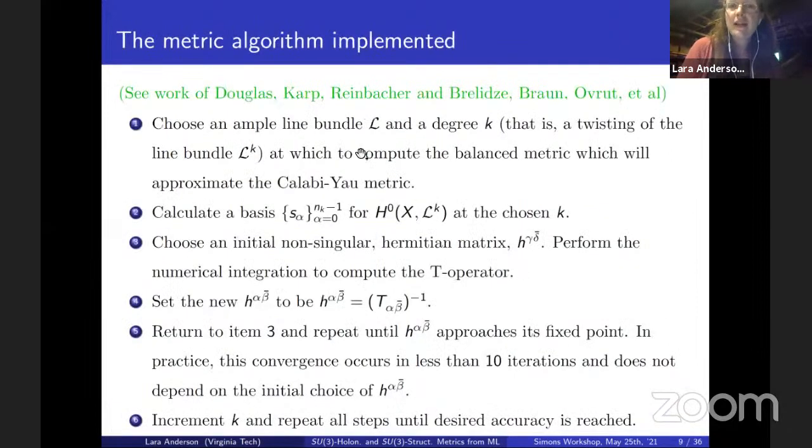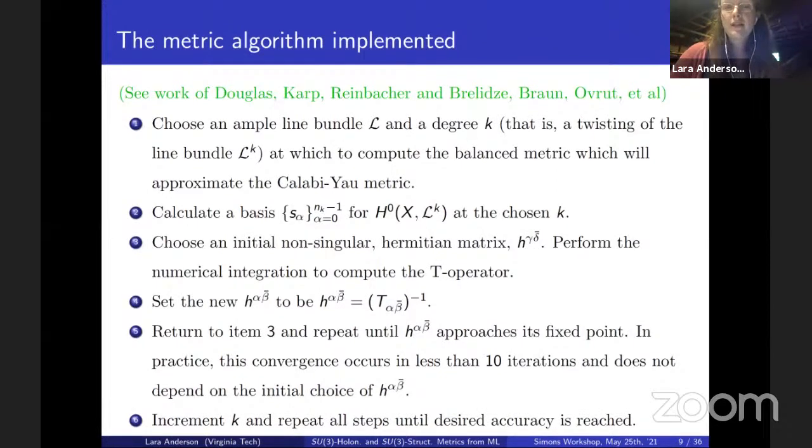Here is the basic set of steps in what I will refer to as the Donaldson algorithm that could be implemented numerically. And indeed, this was done by Mike and collaborators and also by work of Brown, Urwit, and collaborators about a decade ago. The idea is, beginning with a Calabi-Yau threefold, you can choose an ample line bundle and a given degree k that you'll be working to. That's a twisting of the line bundle L to the tensor k. At which point we're going to compute a balanced metric, which will approximate the Calabi-Yau metric to some accuracy.